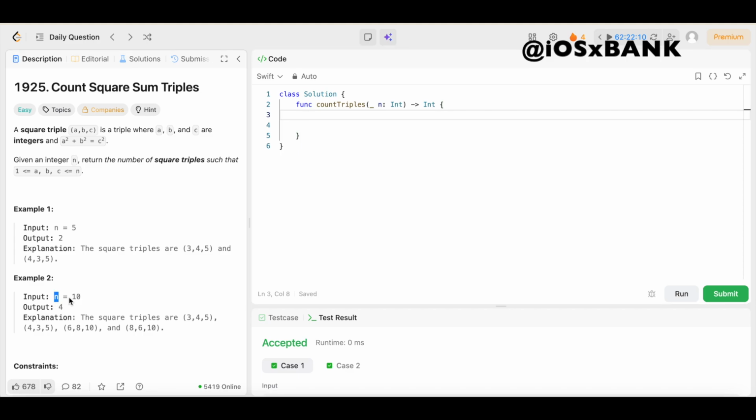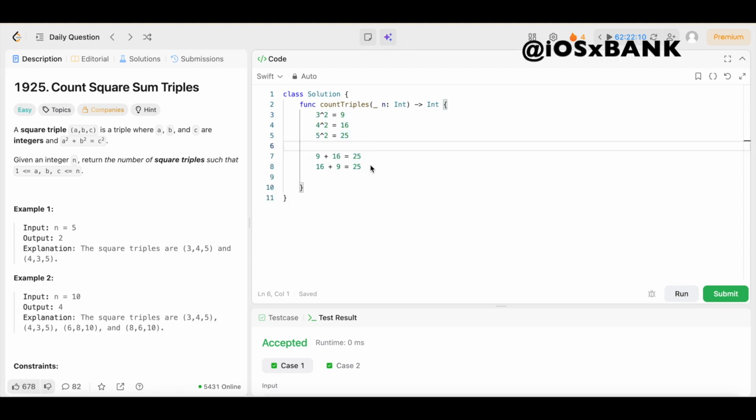In example 2, we have n equals 10. This time the output is 4. The triples are 3, 4, and 5. Let me just bring that back over here. So we have 3, 4, and 5. Then we have 4, 3, and 5. Then we have 6, 8, and 10.